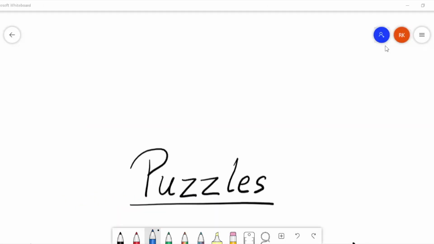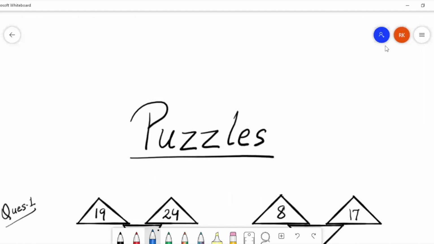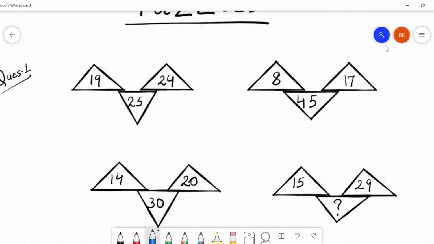Today again, I'm making another video of puzzles. During this lockdown, solving puzzles is a very good time pass and all of us enjoy doing it. Okay, so let's see question number 1. Here you have to find the missing number in the place of this question mark. Please try to think and comment your answers.